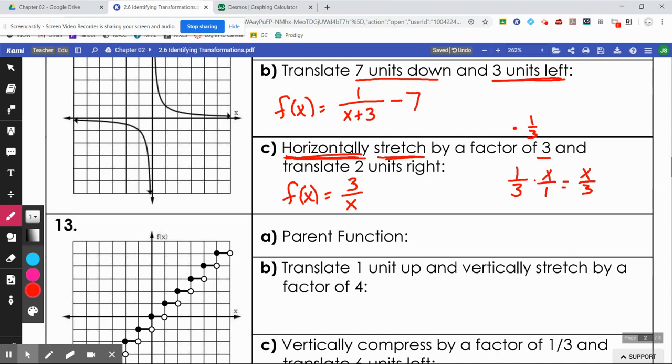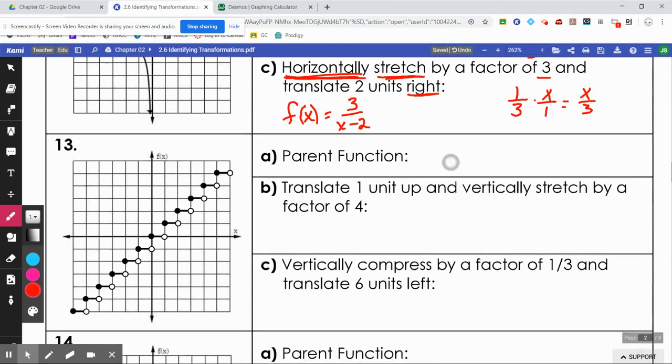Now we've got to move it 2 units to the right. That's pretty easy. We're going to take our x value and simply do a -2. That would move it right 2 units. Horizontal because it's left or right, and then -2 would move it right. It would always move it opposite.